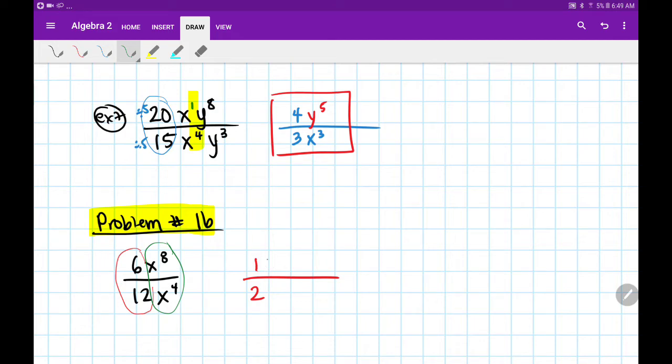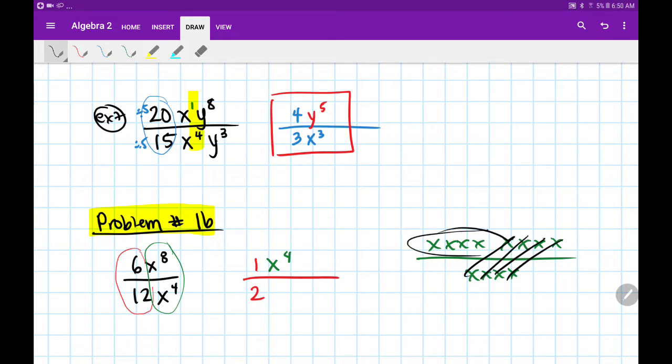So I should be left with x to the 4th in the numerator. Here's the work that you could show if you needed to: x to the 8th on top, x to the 4th on the bottom. 8 take away 4 leaves me with 4 x's in the numerator. So I'm going to rewrite this finally as x to the 4 over 2, since I don't need the 1 here.